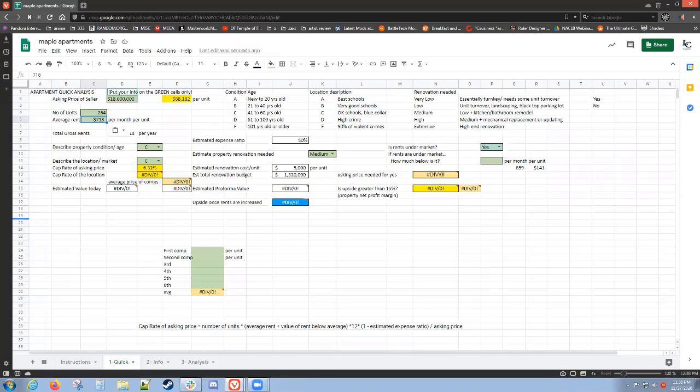And then next you look at the condition of the building itself. So either the age, description, and the renovation. The condition age is tied in directly to the estimated expense ratio, and the level of renovation needed is tied into the renovation expenses. So in the top, you have a guide there just to help you fill out those two.